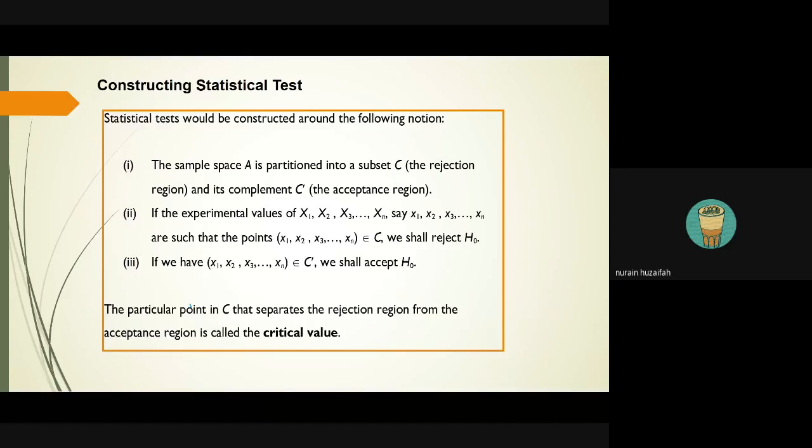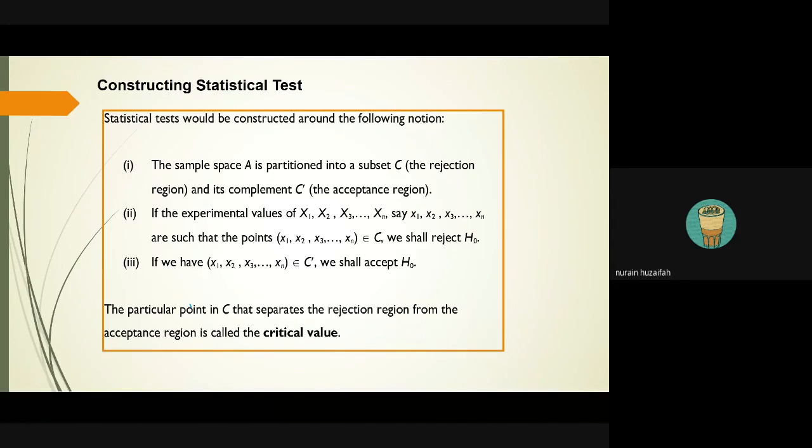This is how you want to construct your statistical test. For a statistical test, we define a set C. Set C is your rejection region. C prime is your acceptance region.